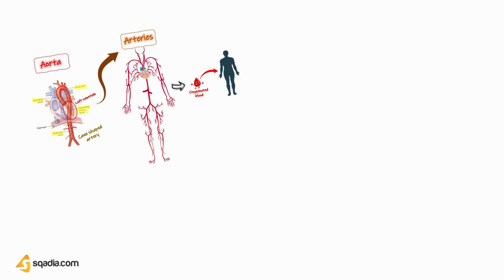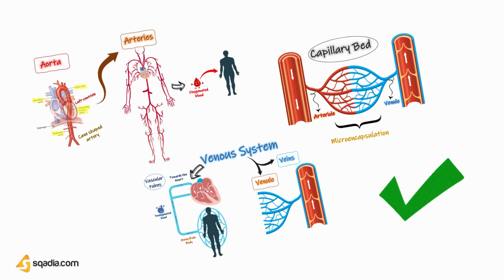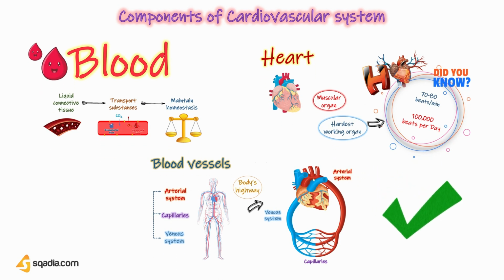The arterial system, capillaries, and venous system complete this third component of the cardiovascular system, that is blood vessels. So this was all about the components of the cardiovascular system. Here we explained the structure and function of all 3 main components of the cardiovascular system, that are blood, heart, and blood vessels.